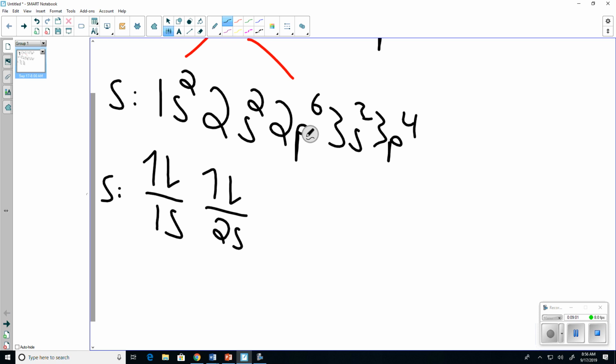Same goes for the 2s. Where it gets a little different is when we hit the p orbital. Because in the p orbital, there are 3 suborbitals. One of the rules that we talked about in Chem 1 was called Hund's rule, that each suborbital gets filled with 1 electron before they have to double up.